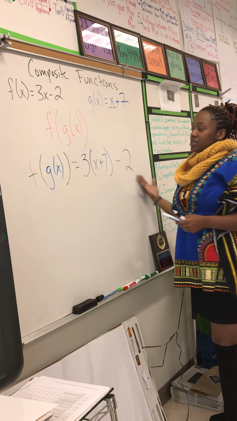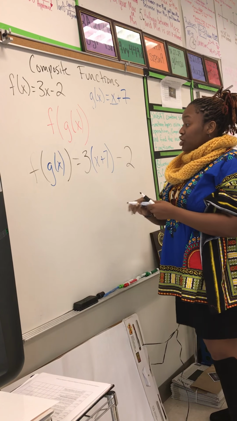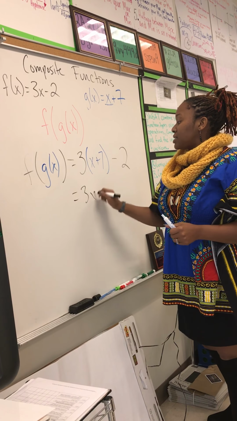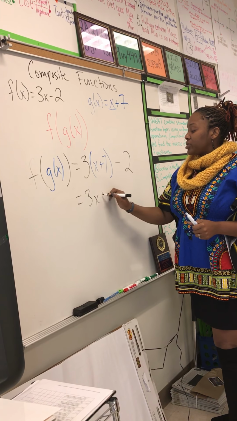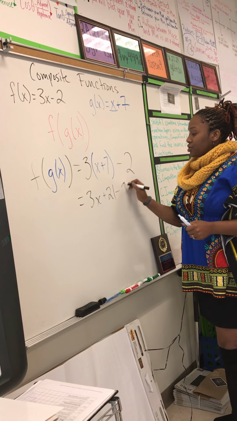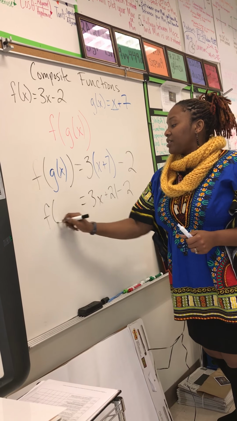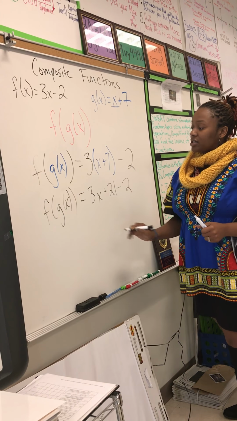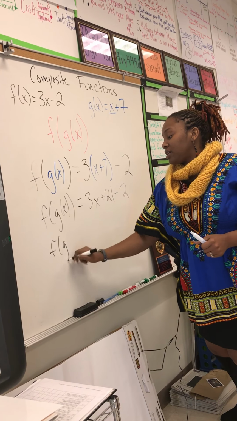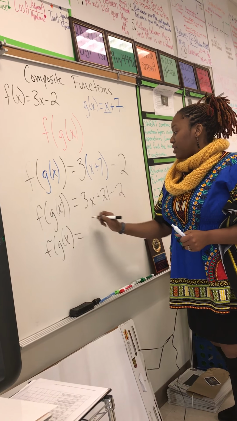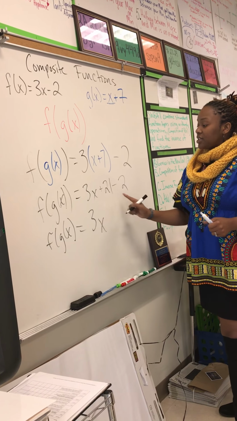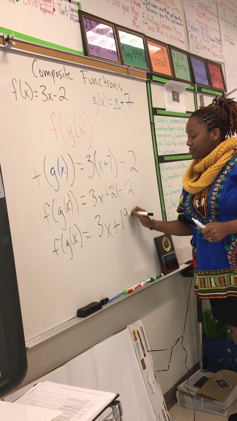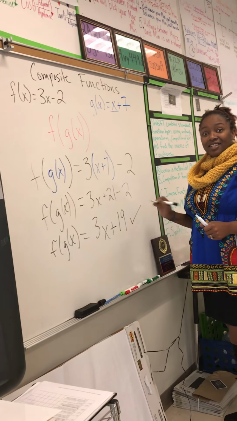So here I simply need to distribute and solve. So 3 times x will give me 3x. 3 times 7 is plus 21 minus 2. So f of g of x, combine your like terms, f of g of x is simply 3x plus 19. And that's it, composite functions.